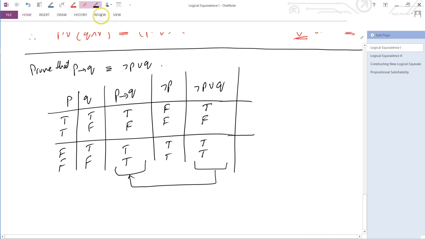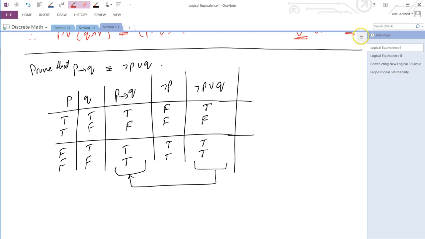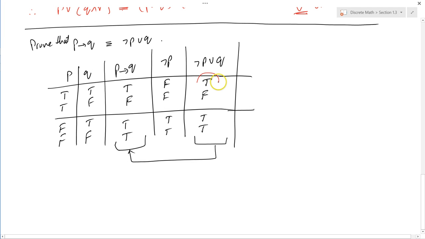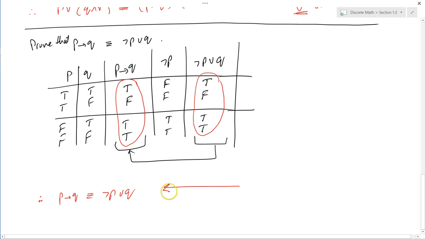And just notice, let me use the red ink, that this column and this column are equivalent. Hence we can say, therefore, P implies Q is equivalent to not P or Q. And there you go. Here's another formula. Let me just point out that this is another formula or rule that we can put in the formula bag.